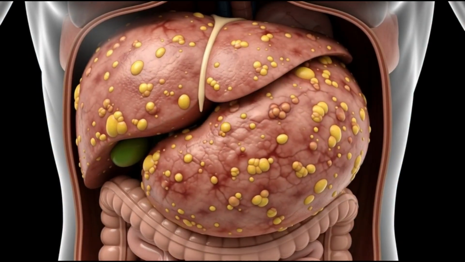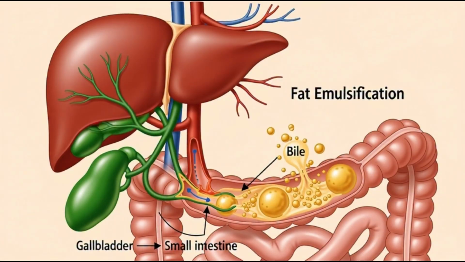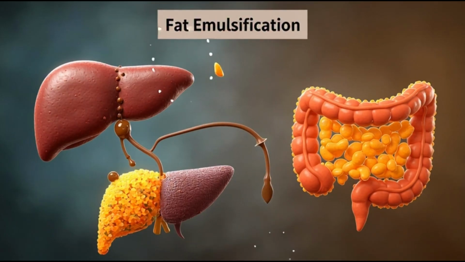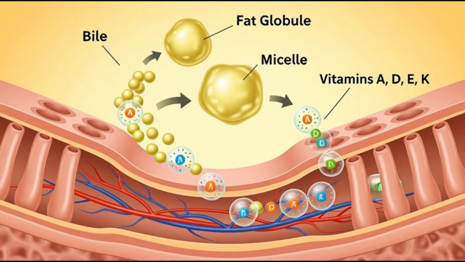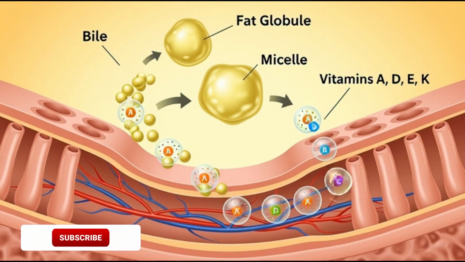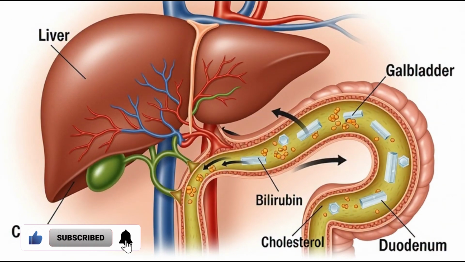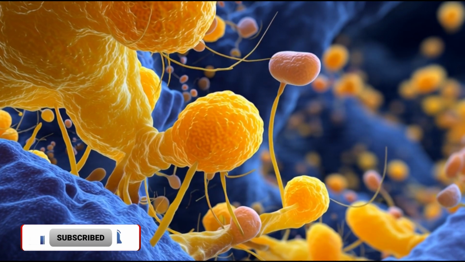Bile production and digestive function. The liver continuously produces bile, a greenish-yellow fluid stored in the gallbladder. Bile plays an essential role in emulsification and digestion of fats, absorption of fat-soluble vitamins A, D, E, and K, and excretion of bilirubin and excess cholesterol. Without bile, proper fat digestion is not possible.